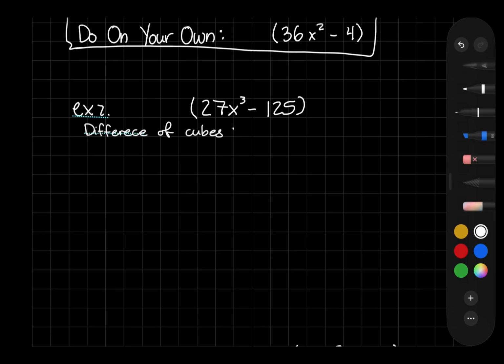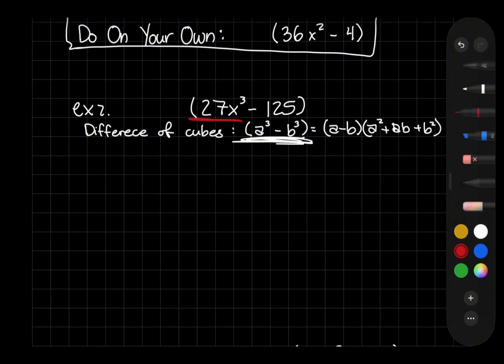And with that, I'm going to write my equation so I can remember it, so I can recall it. A cubed minus B cubed is equal to A minus B times A squared plus AB plus B squared. Great. Once again, we are given the problem in this format. So I know my A cubed is going to be 27x cubed and my B cubed is going to be 125. Let me go ahead and write that out.